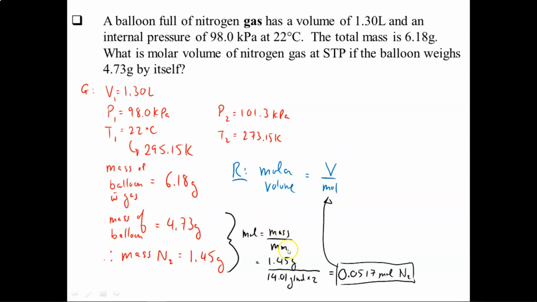Since mole is equal to mass divided by molar mass, I've got the mass of the nitrogen gas, I've got the molar mass of nitrogen gas. Don't forget to multiply by 2 because nitrogen is diatomic, and you get 0.0517 moles of nitrogen gas that I can plug into this equation here.